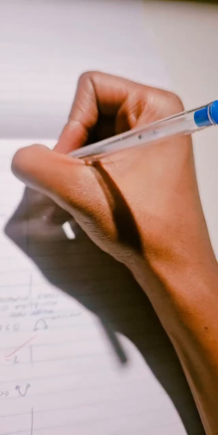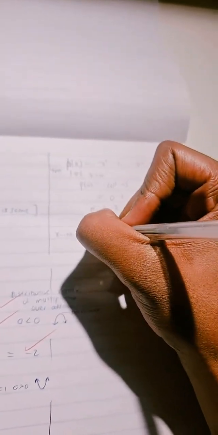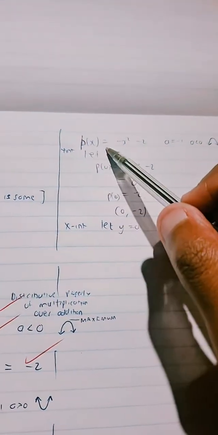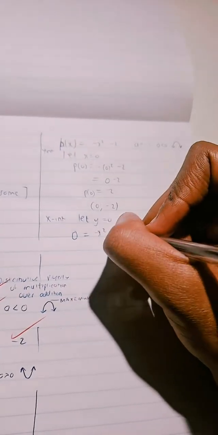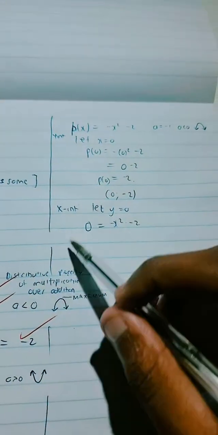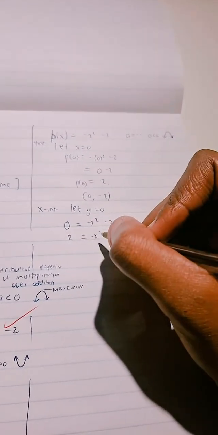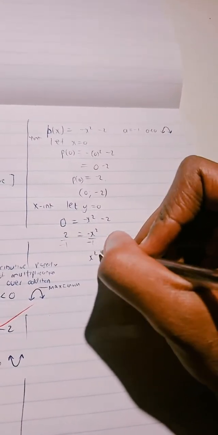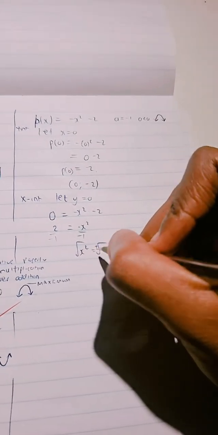What about an x-intercept? So y-int, x-int, we let y be equal to 0 for our x-intercept. In the place of p of x, we substitute 0 is equal to negative x squared minus 2. You transpose the negative 2. You get 2 is equal to negative x squared. You divide both sides by negative 1. You get x squared is equal to negative 2. Take the square root on both sides, plus minus.